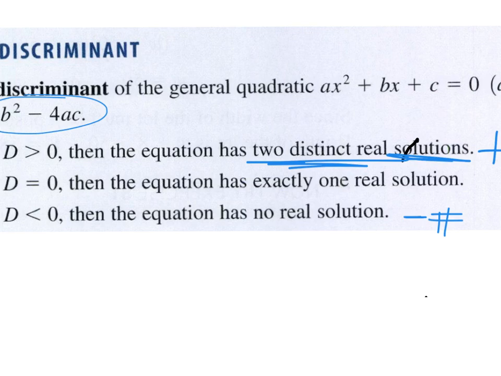The first one, the number underneath the radical was 37. It was two real solutions. The second one, the number underneath the radical was zero. That's why we had one solution. And then in the last one, the number underneath the radical was negative four. You guys remember that? So this is kind of like going backwards.